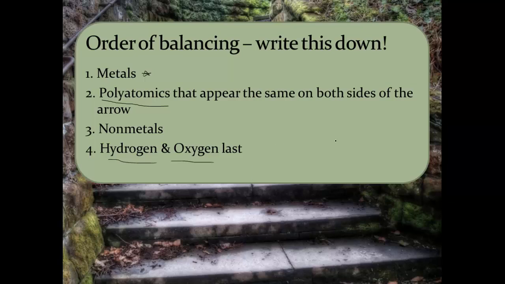Sometimes oxygen and hydrogen show up more than once on one side of the arrow, and so they can be difficult to interpret at the beginning of the problem. And if you have some other coefficients filled in already, it sometimes helps to save those until the end, and then they're easy to figure out.